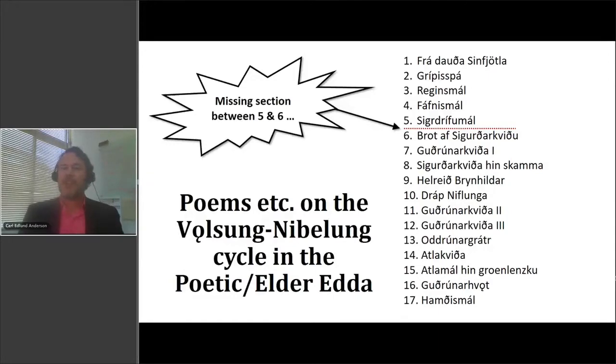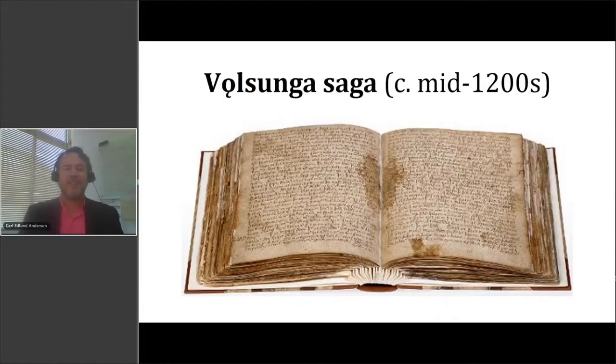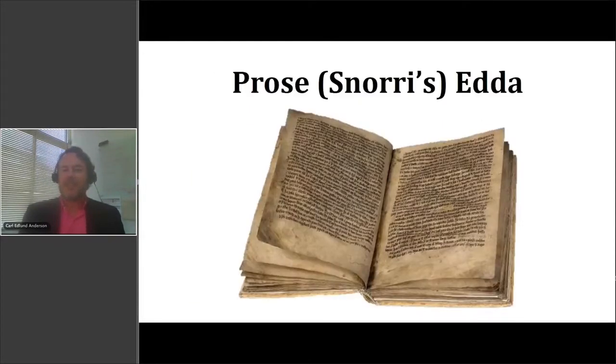If you can jump ahead again, Nelson. That's the Volsunga Saga manuscript. Not much really to say about it. It's from the mid-1200s. If you can pass ahead again, Snorri's Edda, just a little picture there. Perhaps you can move on again.